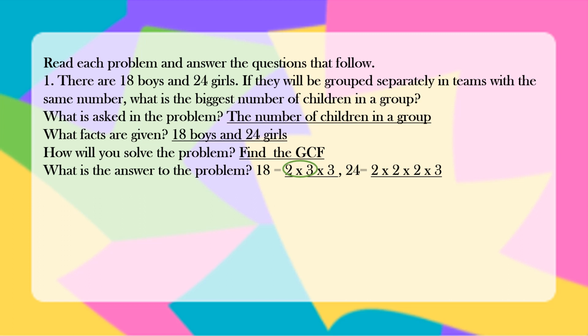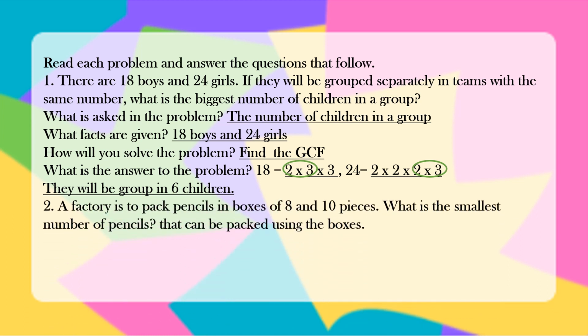Now, let's see with this given. Okay, so they have the same numbers or digits, which are 2 times 3. So they will be grouped in 6. We just multiply 2 and 3 and we got 6. Next, number 2. A factory is to pack pencils in boxes of 8 and 10 pieces. What is the smallest number of pencils that can be packed using the boxes?